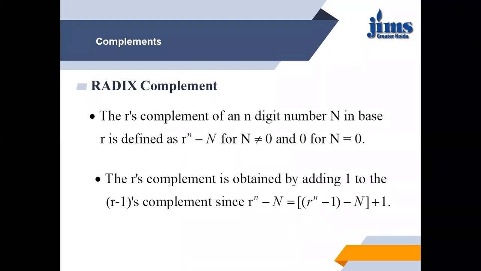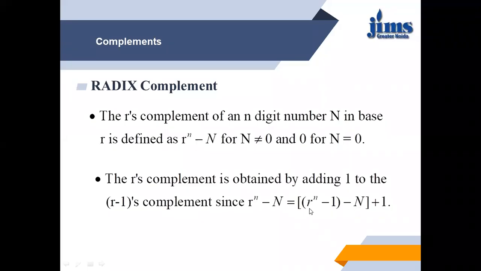Thus, the r's complement is obtained by adding a 1 to the r minus 1's complement. So it is very much simple. If we have to calculate the r's complement of any number in any number system, we just calculate the r minus 1's complement and just add a 1 to the result, and the final sum obtained by adding 1 will be the r's complement. So it can be represented like r to the power n minus N. Here r is the base, n is the number of digits, and this capital N is your given number. Then the r's complement is calculated as r to the power n minus 1 minus N, this is your r minus 1's complement, plus 1.